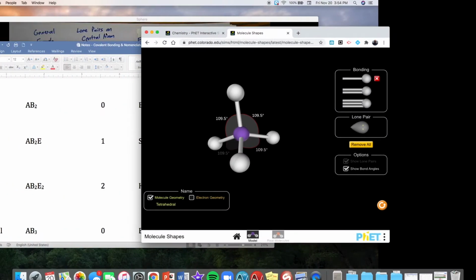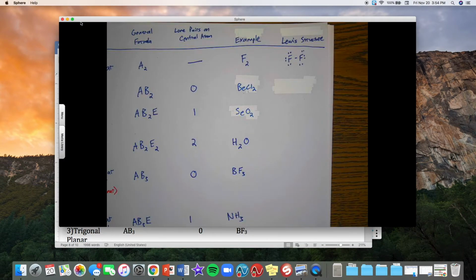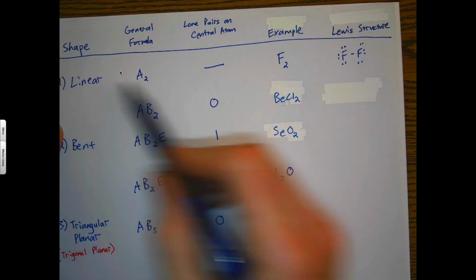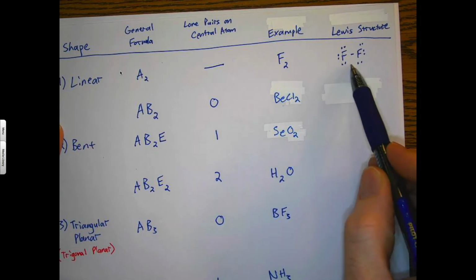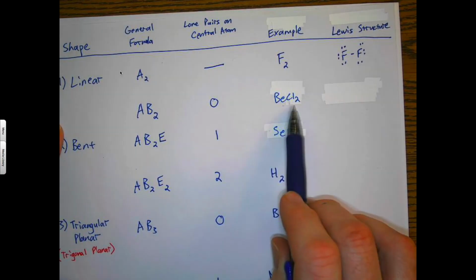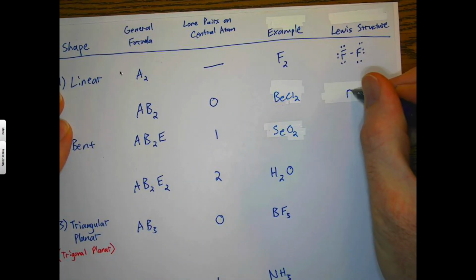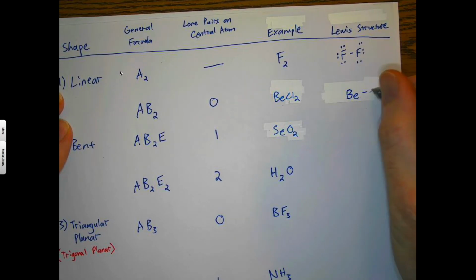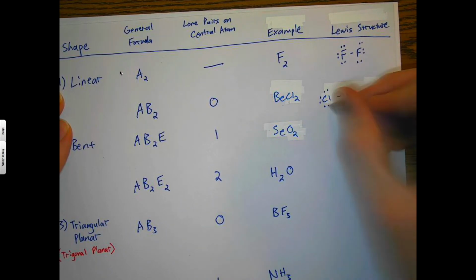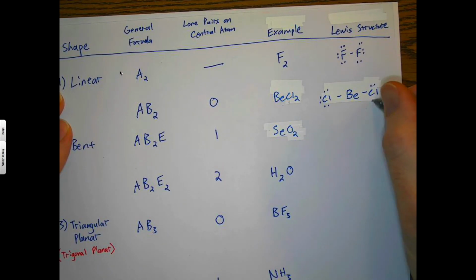Now we're going to take a look at them on a 2-dimensional scale and on paper. And we're going to take a look at the Lewis structures. So this is what's in your notes. We have the linear ones. And so that would be like F2, and we just draw the Lewis structure here. Now we have AB2, and this is BeCl2. So it would be beryllium, and then we would draw chlorines on the outsides. Now the lone pairs on those outside atoms don't really go into the shape. We're only really looking at that central atom right there.